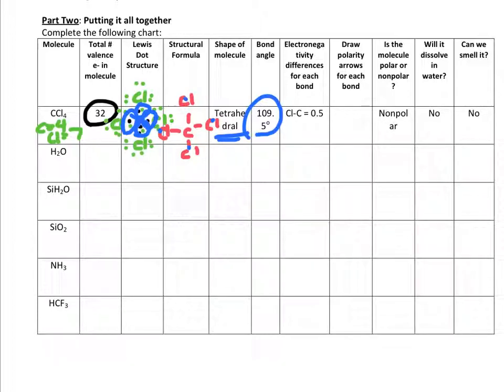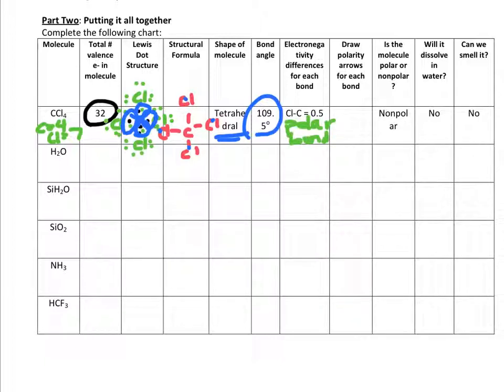Now, to figure out if this molecule is going to be polar, and be able to dissolve in water and stick together to become a liquid, we have to look at the difference in electronegativities. If we look at the chart on the top of your paper, the difference in electronegativity between chlorine and carbon is 0.5. Chlorine is 3, carbon is 2.5, so 3 minus 2.5 is 0.5, right? Now, according to our scale, 0.5 means it is a polar bond.